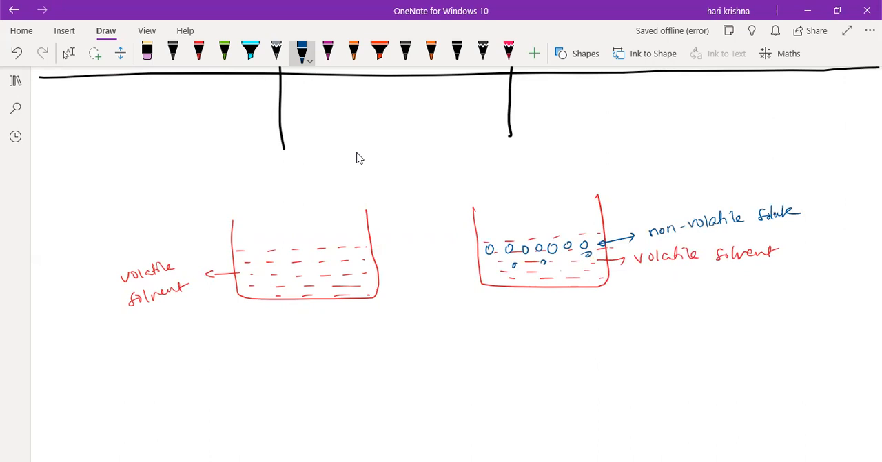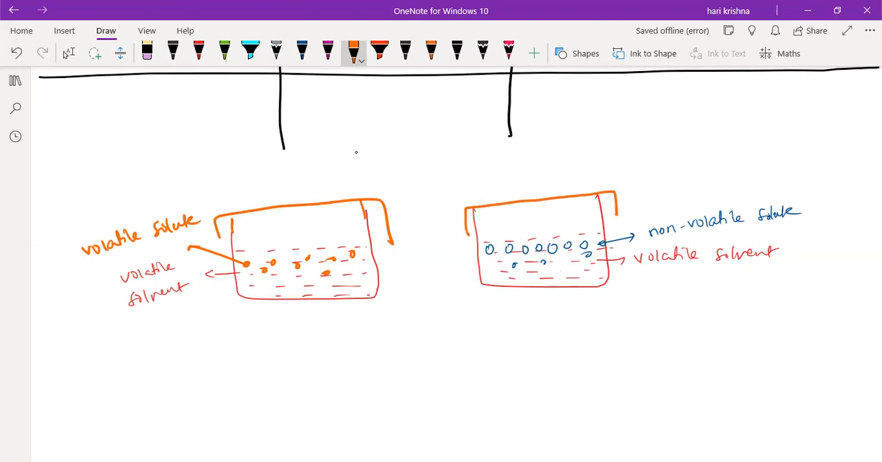Here there is only the volatile solute. Volatile means what? Which can evaporate easily, right? And now we have covered with something here in both the cases. Now tell me, in which case will the vapor pressure be more? First case or second case?